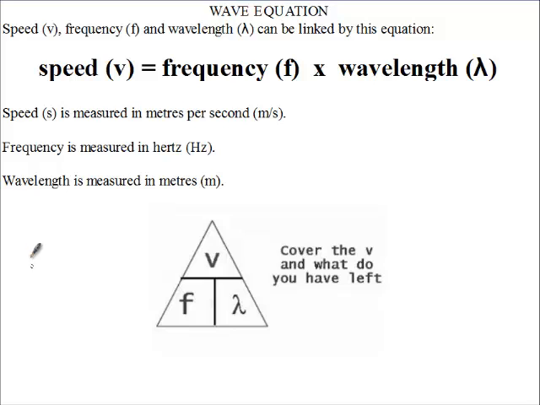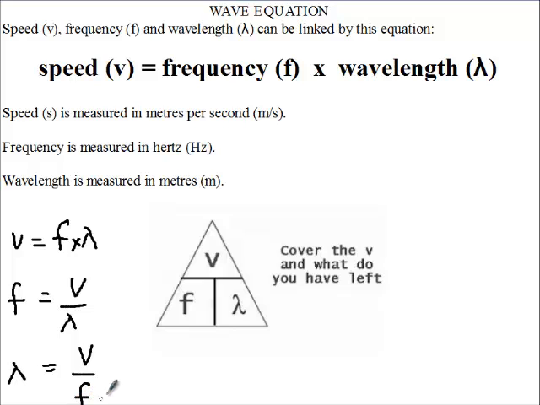So from this triangle, we can have v is equal to f lambda. Here we know that there's a times between them. When we want to find frequency, it is equal to speed over wavelength lambda. When we want to find the wavelength, it is equal to speed, velocity, over the frequency. So these are the 3 main equations we can deal with from the formula triangle.